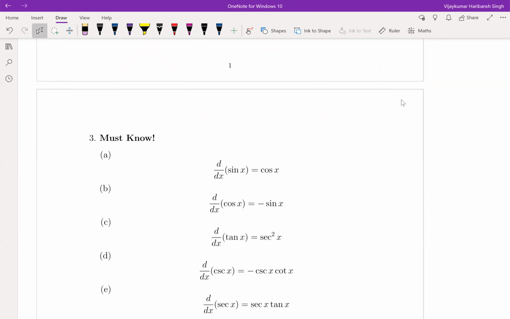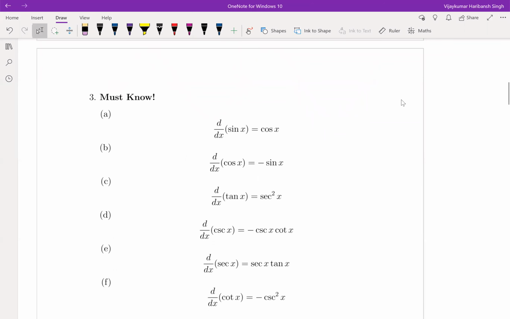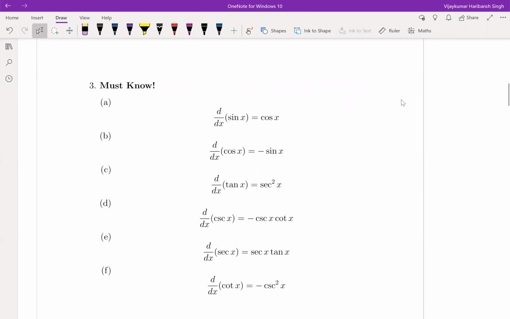The derivative of sine x is cosine x. These are the derivatives we must know. The derivative of cosine x is minus sine x. The derivative of tan x is secant square x. The derivative of cosecant x is minus cosecant x cot x. The derivative of secant x is secant x tan x. The derivative of cotangent x is minus cosecant square x. We should be able to prove all of these.